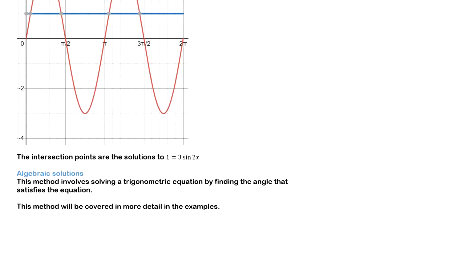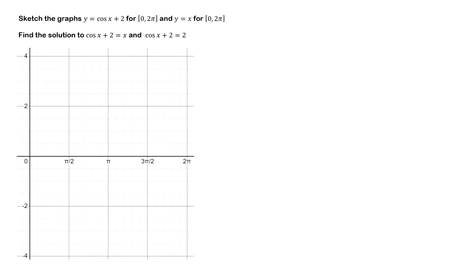Algebraic solutions involve solving a trigonometric equation by finding the angle that satisfies the equation. This method will be covered in more detail in the examples. Our first example involves solving it graphically. So we need to sketch y equals cos x plus 2 and y equals x.